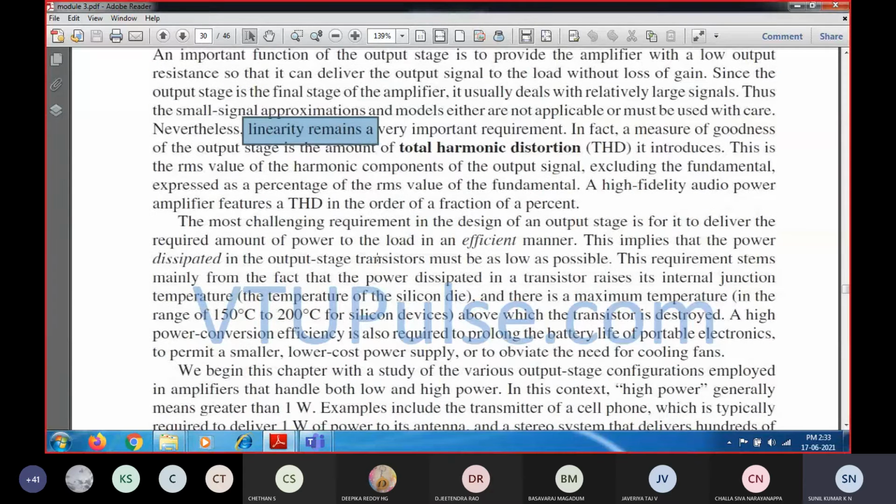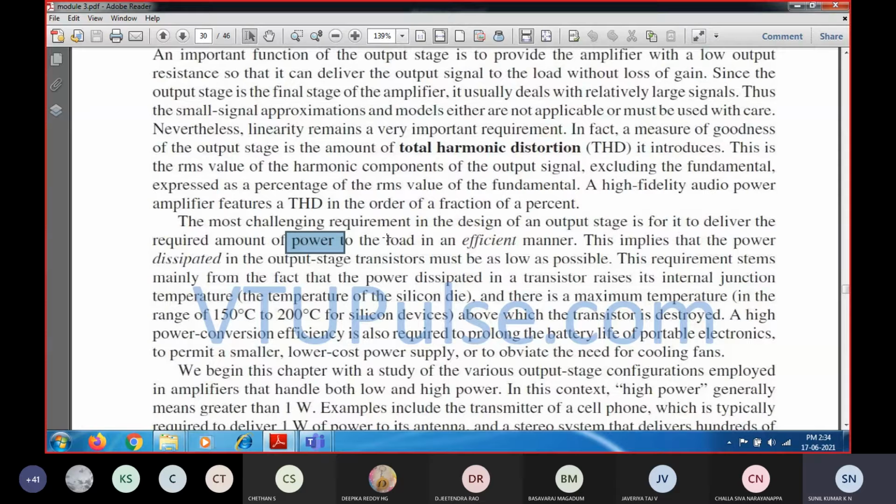And then, the important challenge and requirement in an output stage is how efficiently the power is delivered to the load. We know that the output signals coming out of the amplifier will be very high, typically in terms of watts. So how efficiently will the power be delivered to the load? Efficiently means without any power loss or power dissipation in the output stage, and how efficiently it is transmitted to the load. That is the main challenging requirement in the case of the output stage.